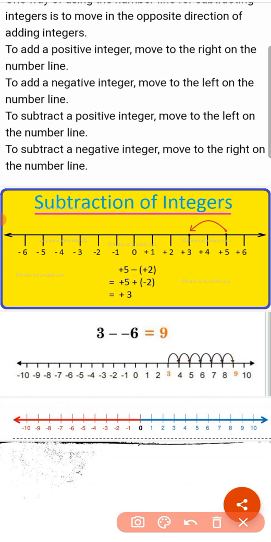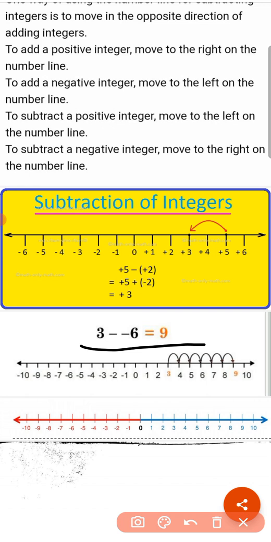Our next question is 3 minus negative 6. Here we are subtracting a negative integer. As I told you, to subtract a negative integer, move to the right on the number line.